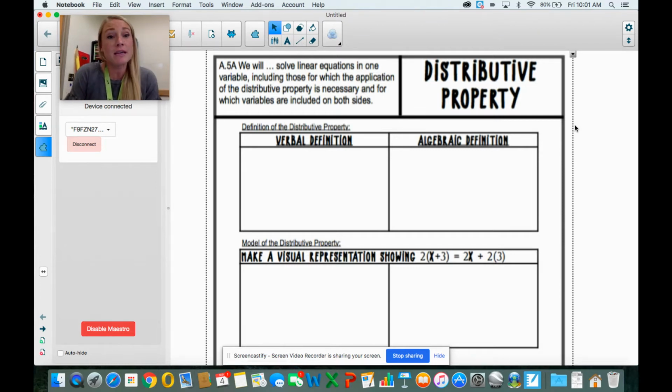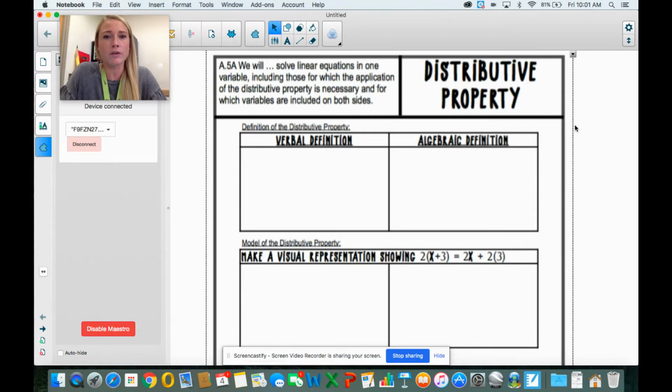This is our learning standard, what we should be able to do by the end of today. Okay, so it says we will solve linear equations in one variable, including those for which the application of the distributive property is necessary and for which variables are included on both sides. So when we talk about our we will statement, I want you to think, okay, what are they wanting us to learn? What are they trying to get us to do?